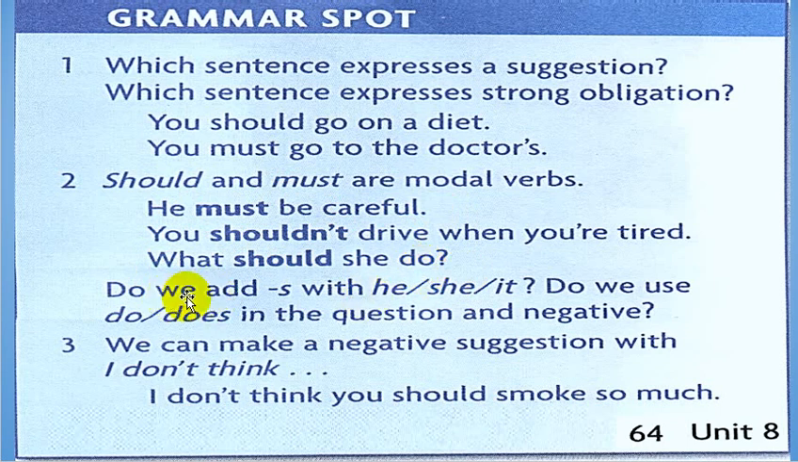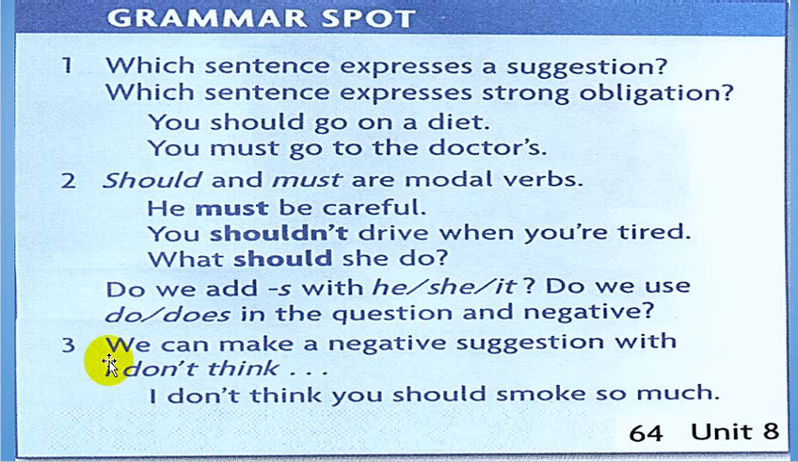Do we add s with he, she, it? Do we use do, does in the question and negative? We answered these questions. We add s for the third person with he, she, it, and we don't use do, does. In the question and negative we use the same modal verb or auxiliary verb.